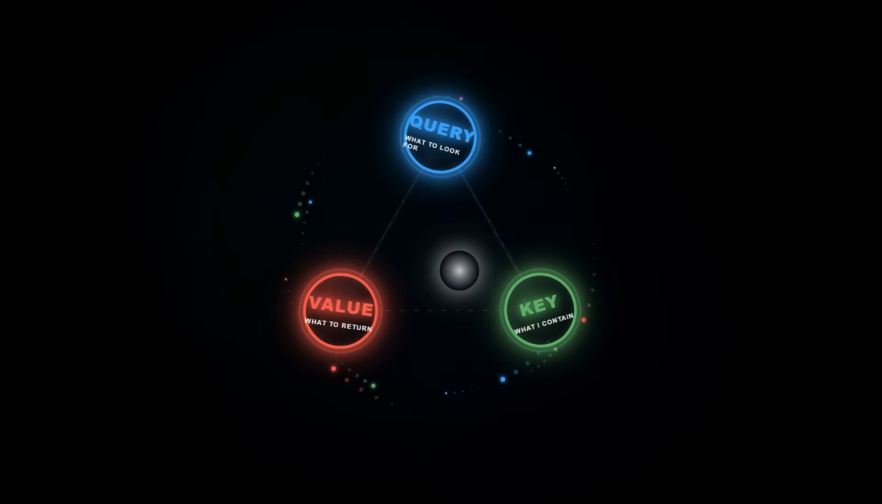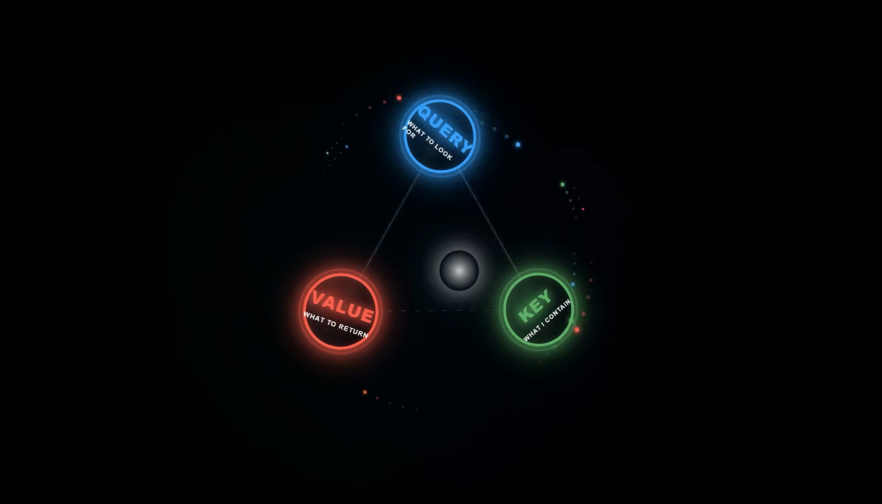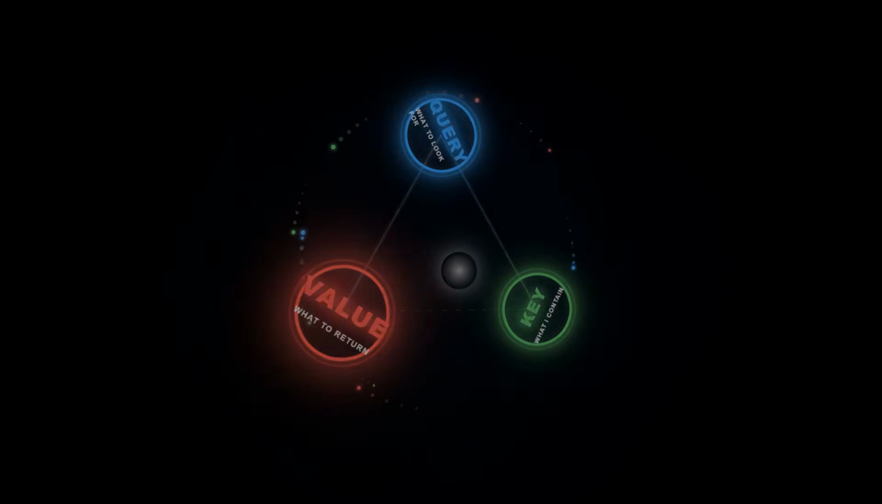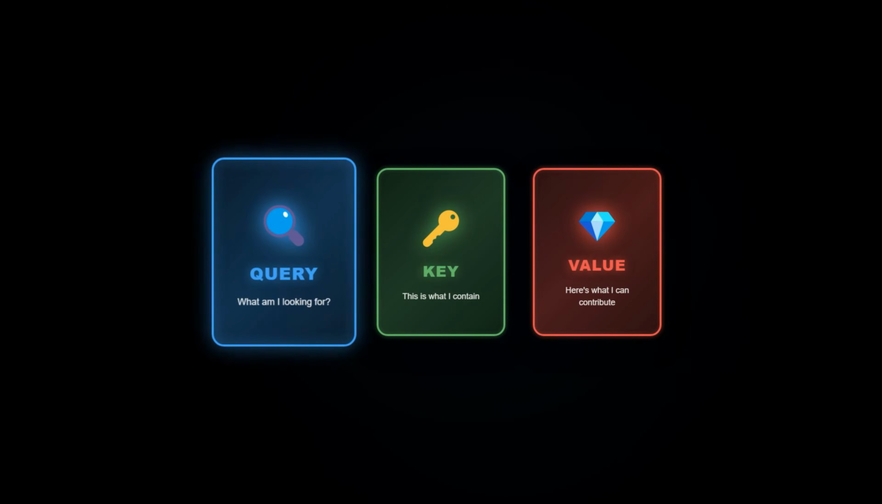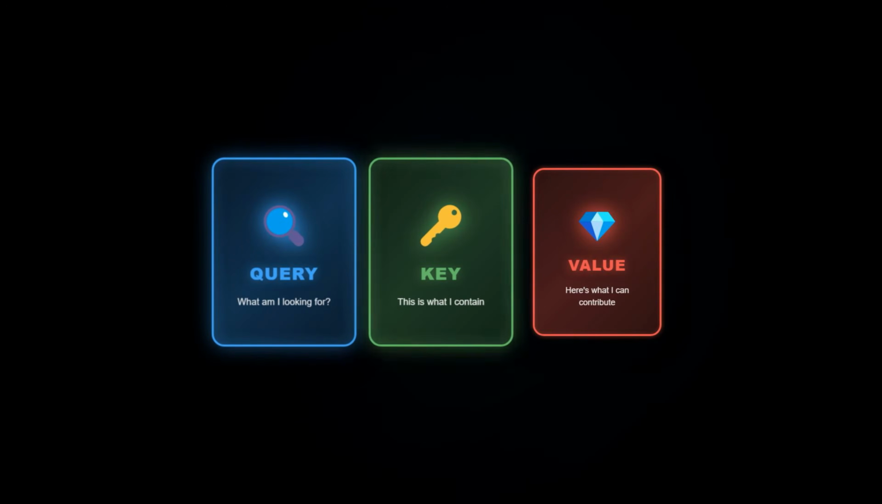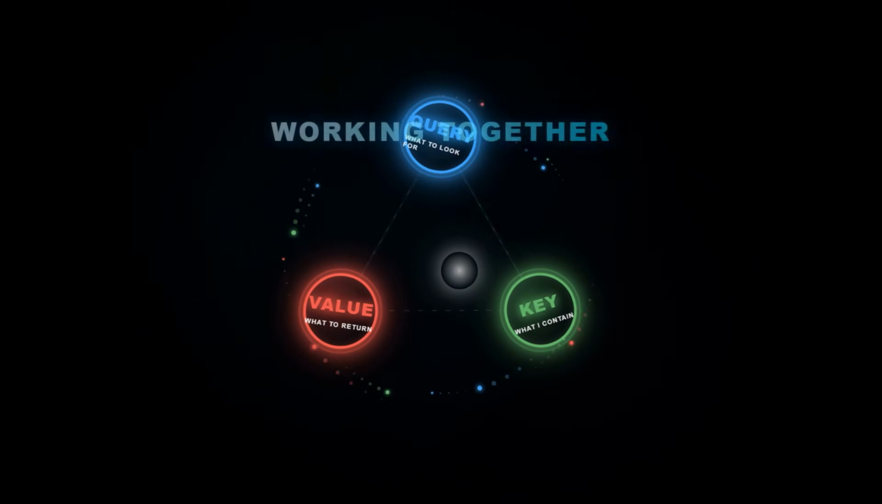Every attention mechanism has three essential components: query, key, and value. Think of it like a library retrieval system. The query is your question. What am I looking for? The key is what each book offers. This is what I contain. The value is the actual content. Here's what I can contribute.